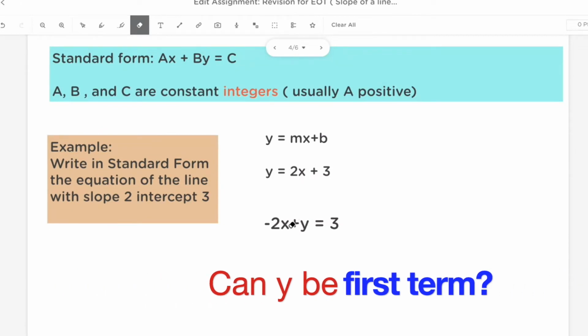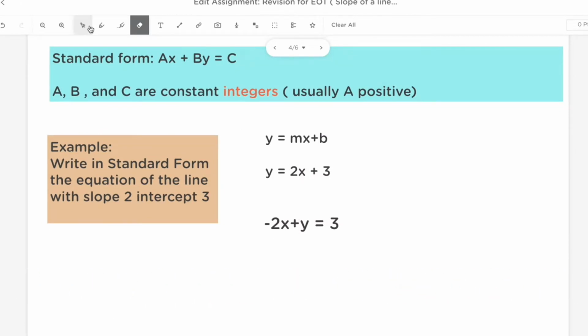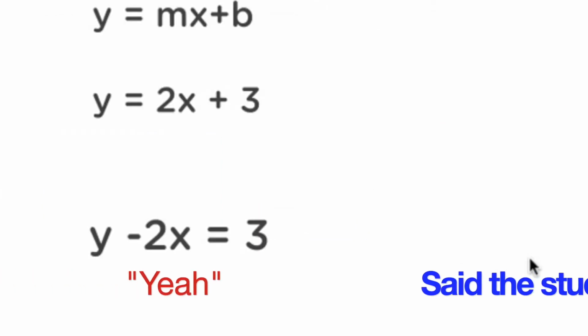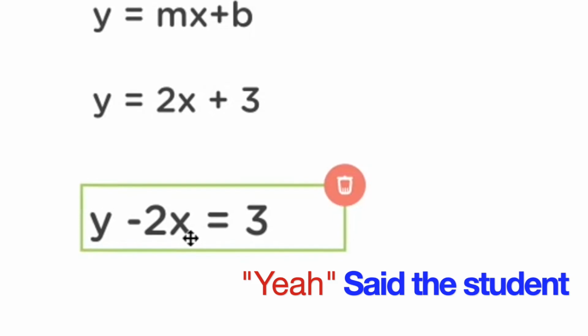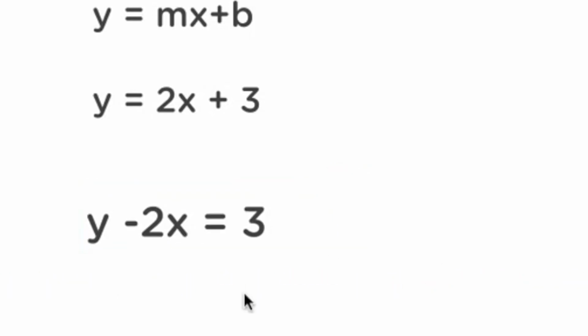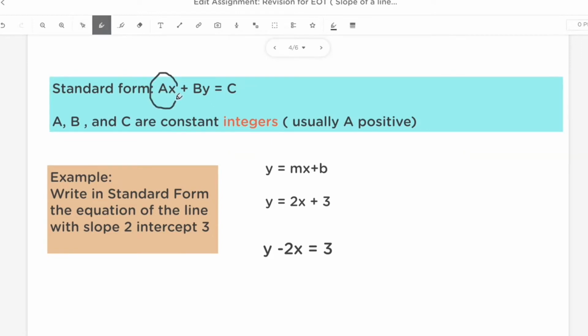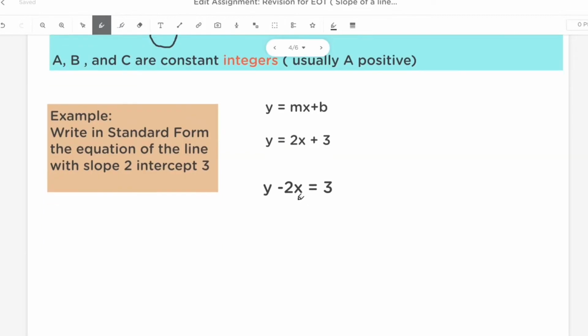Yeah, you can if you want, I can write it like this. Maybe you think to put it like this: y minus 2x equals 3. Is that what you want? Yeah, fine. But the standard form should have x first. Can you see here? Ax. So you put x first, so you have to change the places. We use the commutative property. You know that addition a plus b equals b plus a.